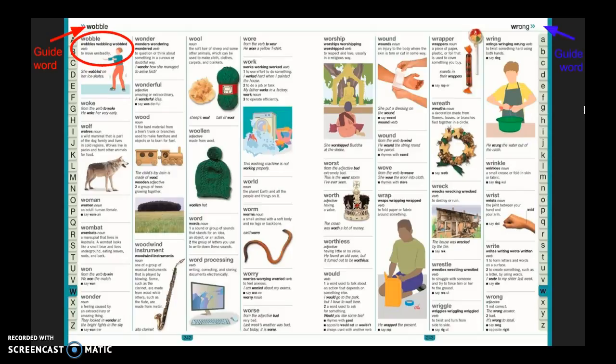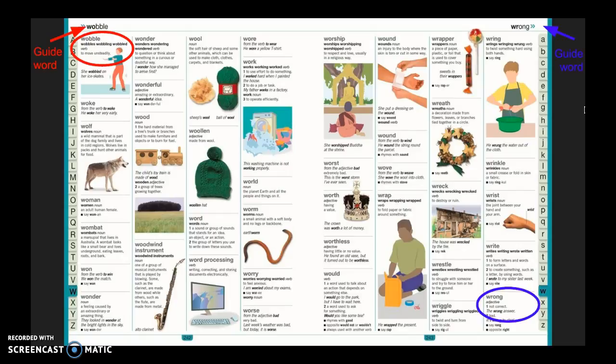There's another guide word on the other side. This guide word is wrong. And this guide word shows us what the last word on the page would be. The guide words help us because they show us which words would come between those guide words. So for example, I know that I could find the word worm on this page because worm comes between wobble and wrong in ABC order.